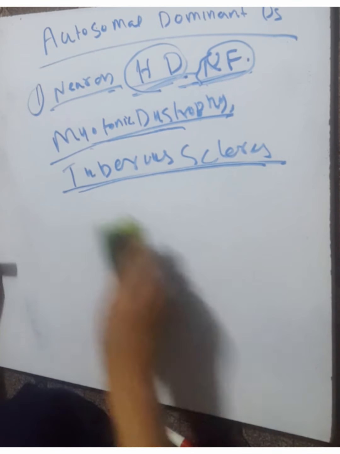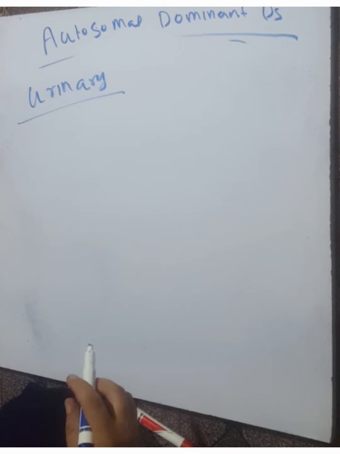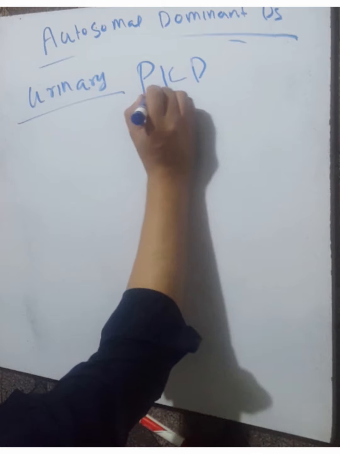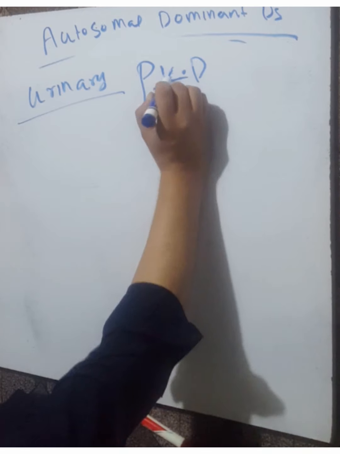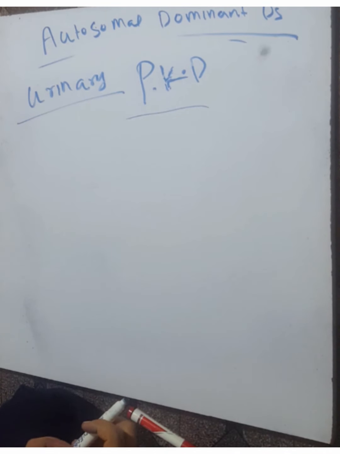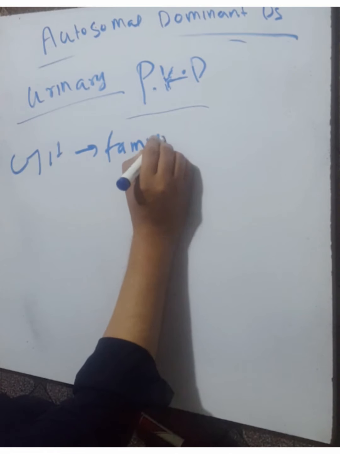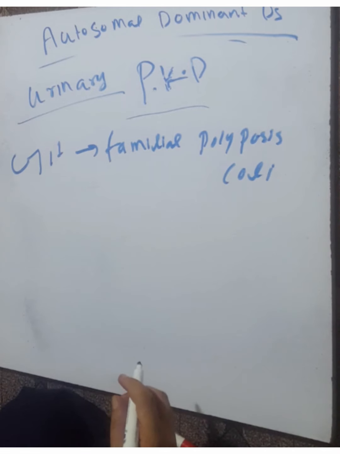Now we will discuss the urinary and other system disorders that are autosomal dominant. In the urinary system, the best example is polycystic kidney disease, PKD. There are PKD1 and PKD2, with mutations in the PKD1 and PKD2 genes. This is also an autosomal dominant disorder. The gastrointestinal disorder is familial polyposis coli.